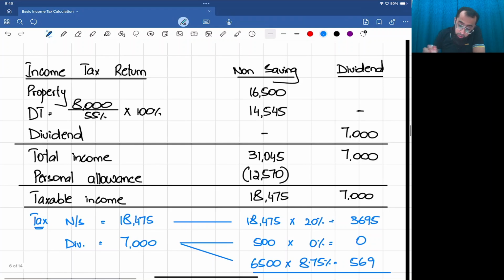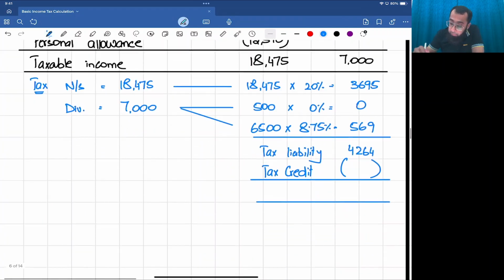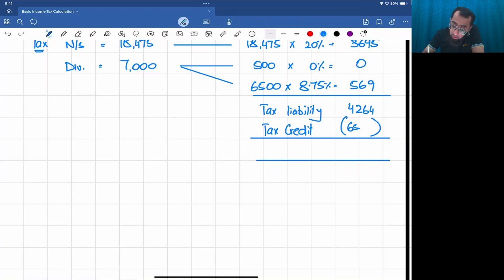So your advance tax on the discretionary trust is 14545 minus 8,000, it's 6545, and that gives you a tax refund because you have paid extra tax. Tax receivable 6545 minus 4264, so it's 2281 as a tax refund.